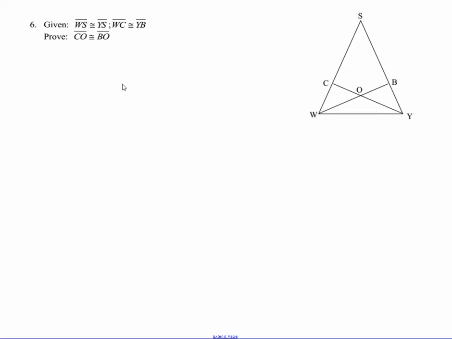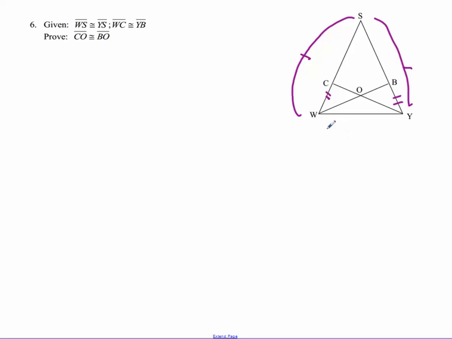All right, so let's get going. We have WS is congruent to WY, WYS. All right, so I'm going to go ahead and start making my markings now. So WS is this whole thing right here. Okay, so that's going to be congruent to this. All right, and we have WC right here. Boom, boom. It's congruent to YB. And I need to prove that CO, this part right here, is congruent to OB.